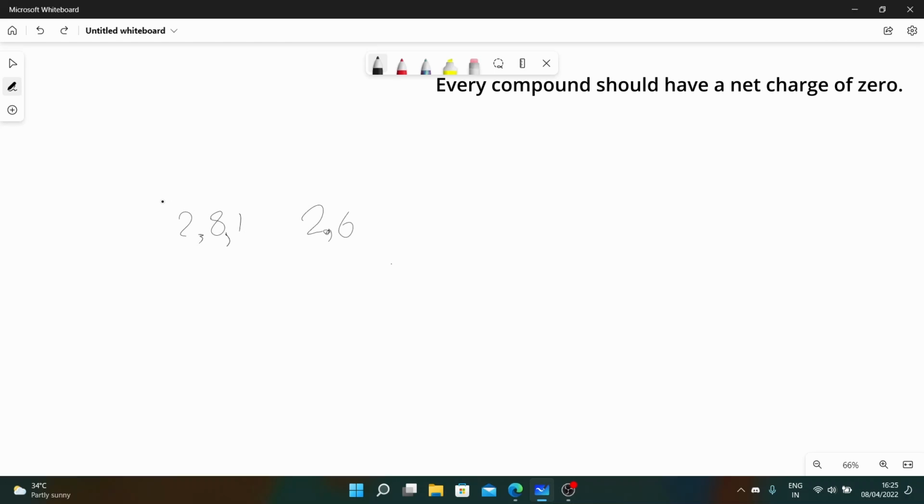Again over here, one sodium atom can only give away 1, while oxygen wants 2. So what we are going to do is take 2 sodium atoms instead. So our compound, we are going to take 2 sodium atoms and 1 oxygen atom. So the compound will be Na2O.